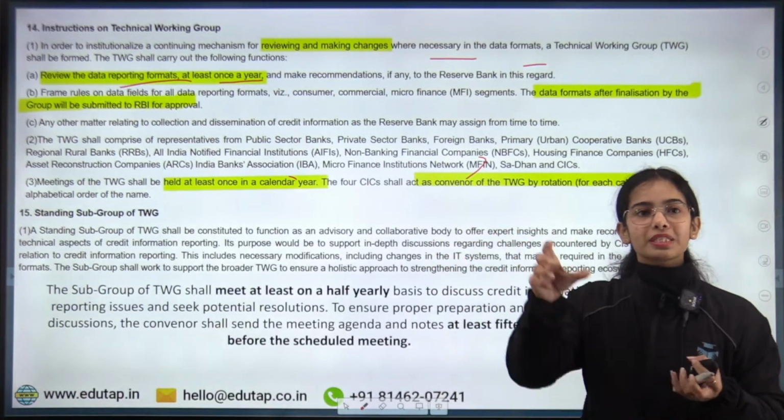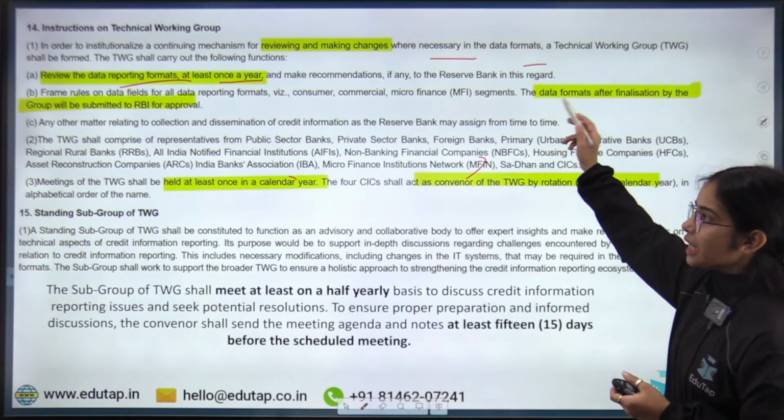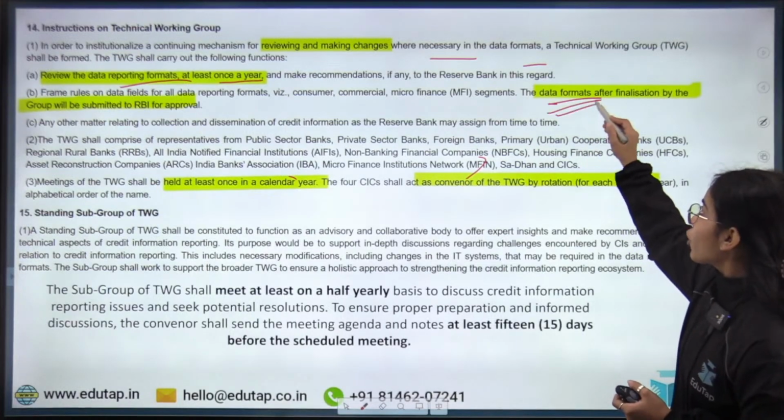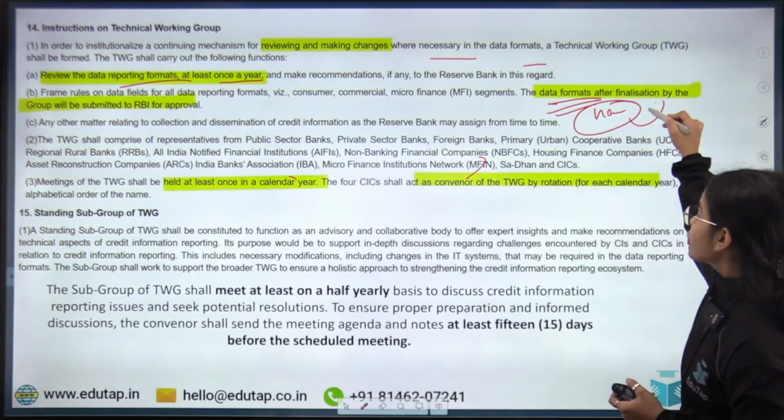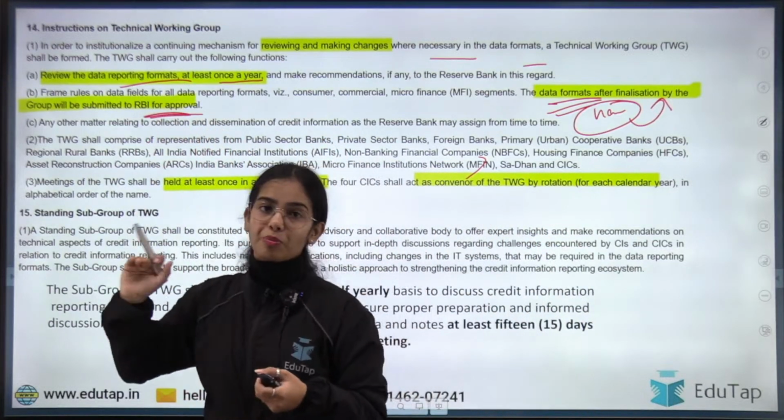So the technical working group is saying that a new format has to be followed. So this has to be verified from the RBI. The new data format, after finalization by the technical working group, has to be approved by the RBI.